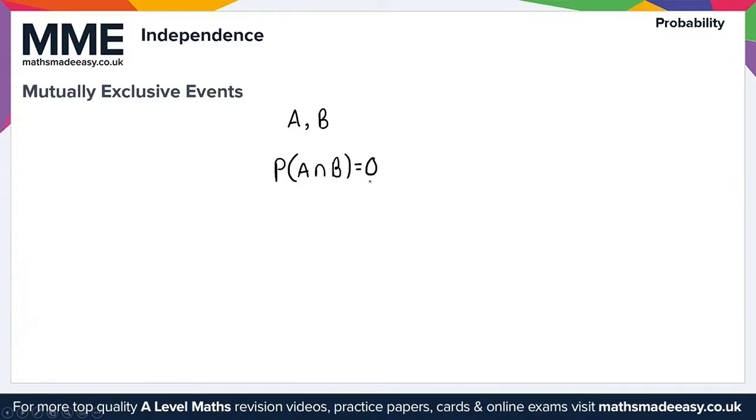We also know if A and B are mutually exclusive, then the probability of A or B is the sum of the probabilities of the individual events. So we could write that here as the probability of A union B is equal to the probability of A plus the probability of B there. So that's the basic ideas there of mutually exclusive events, and we need to be familiar with both of these ideas.